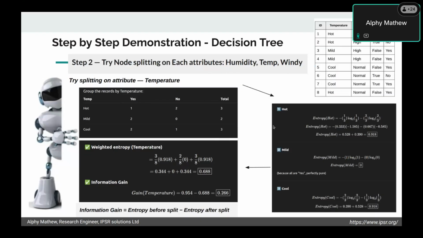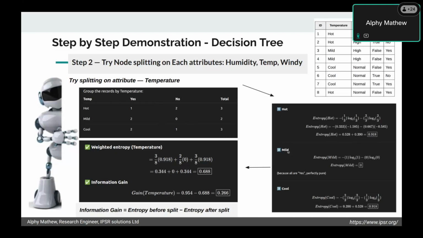So we know that in this first step, we need to put minus P of yes into log to the base 2 of P of yes, minus P of no into log of P of no, the same formula. Here the value will be different. For hot, how many yes are there? 1. Then total observations, how many? 3. So the probability is 1 by 3. Then how many no are there in hot? 2. Total hot, how many are there? 3. Then the probability of no in hot is 2 by 3. Just substitute the values, apply the formula, and the entropy of hot we get is approximately 0.918.